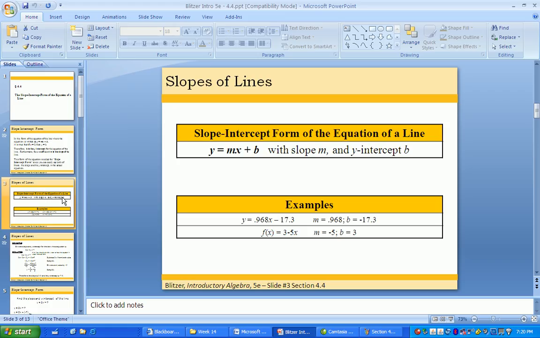So again, this is slope-intercept form. Slope is equal to m, and the y-intercept is equal to b. And here's a quick example. y is equal to 0.968x minus 17.3. In this particular case, 0.968 is our slope, and negative 17.3 is our y-intercept. That means this line would actually cross the y-axis at negative 17.3.